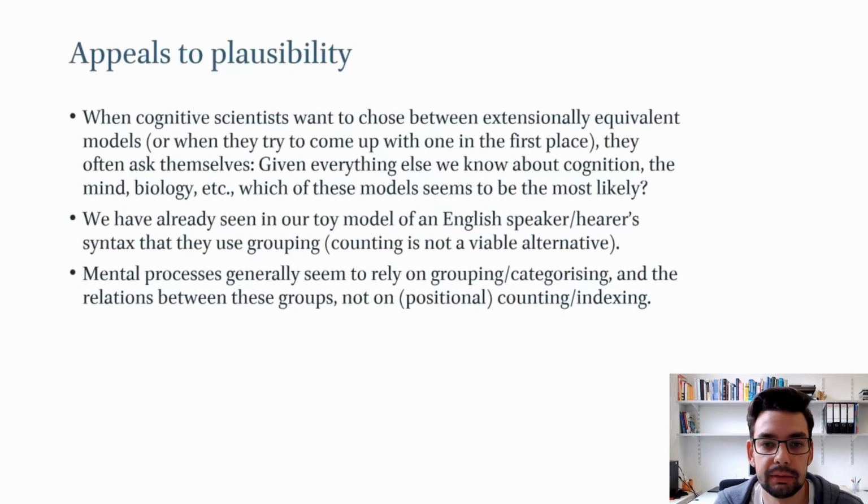And on the other hand, there is very little to no evidence that these kinds of subconscious processes, so not conscious doing of mathematics, rely on any type of positional counting. In fact, our brain and our mind seem to be really, really bad at that. Seem to be really bad at keeping track of precise positions over certain distances.